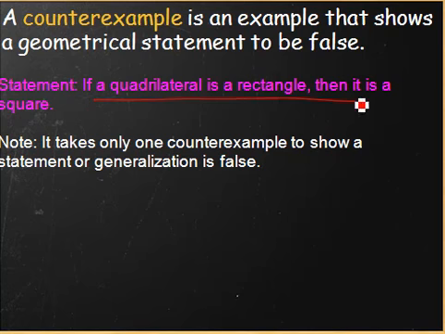If a quadrilateral is a rectangle, then it is a square. This statement is not always true because I can draw a rectangle that does not look like a square, showing that this statement is false.